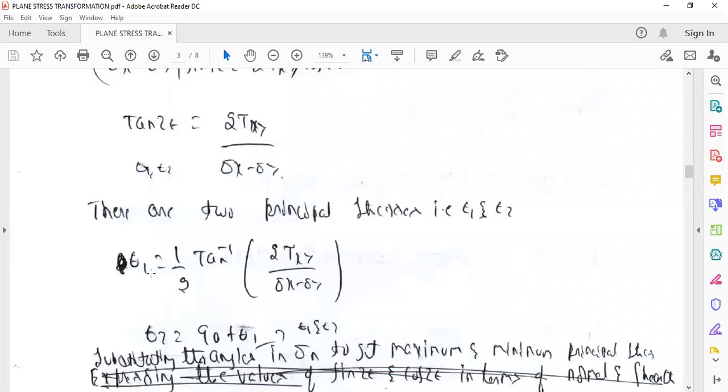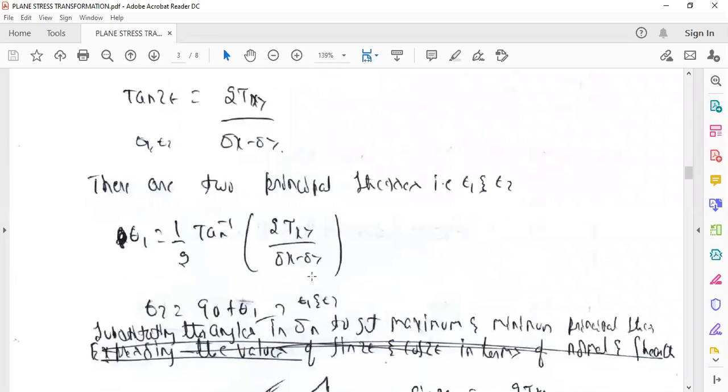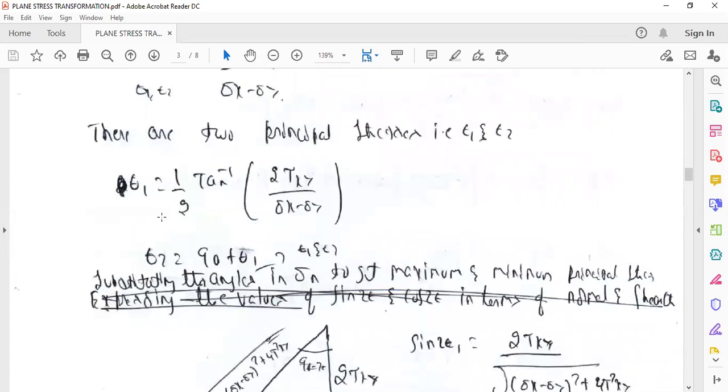I can write theta p1 is equal to half of tan inverse of 2 tau xy by sigma x minus sigma y. Theta 2 will be at an angle of 90 plus theta 1. We have discussed that theta 1 and theta 2 are 90 degrees apart. So I got the principal planes. The first principal plane is theta 1 is equal to half of tan inverse of 2 tau xy by sigma x minus sigma y. The second principal plane is 90 degrees apart, 90 plus theta 1.